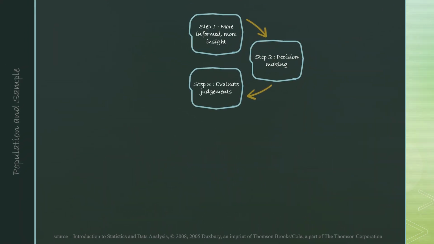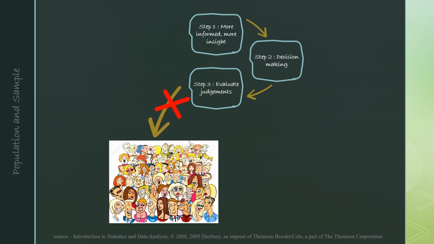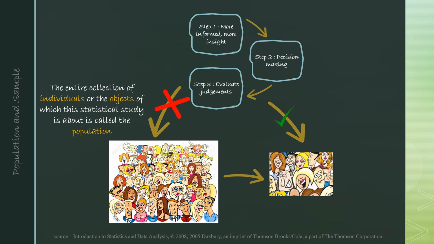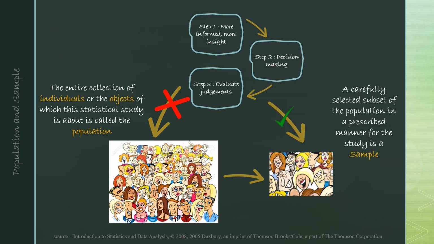The entire set of steps spanning across getting more insight to making decisions and judgments are not carried out on the entire set of individuals or objects under the study. Instead, on a smaller subset, extracted out of the entire set in a prescribed manner. The entire collection of individuals or objects of which the statistical study is about is called the population, and a carefully selected subset of the population in a prescribed manner for the study is a sample.